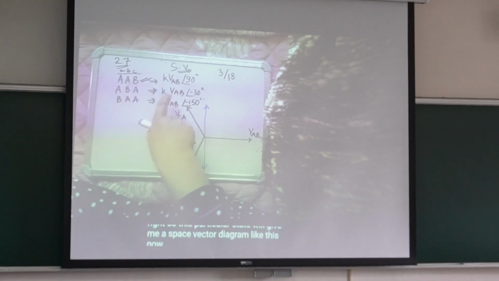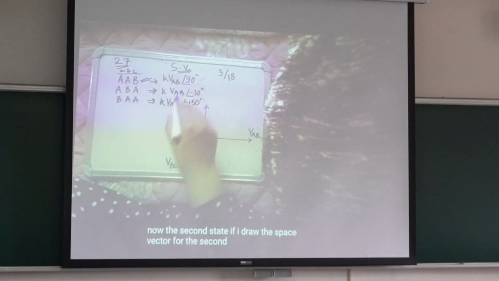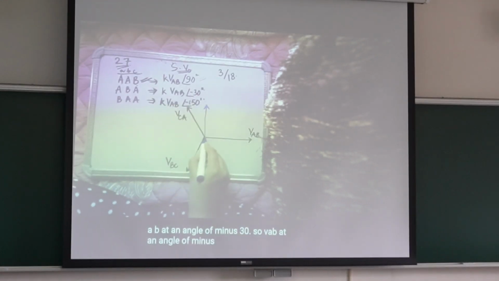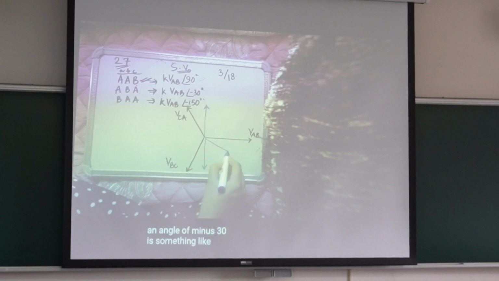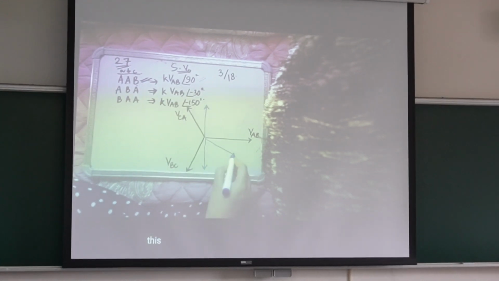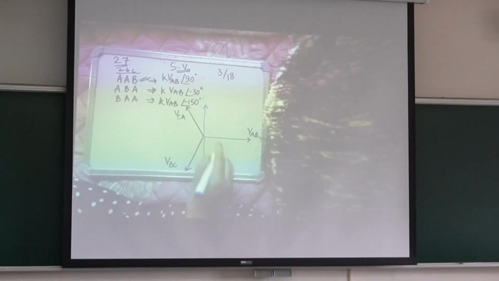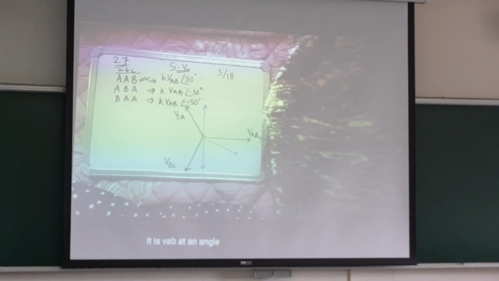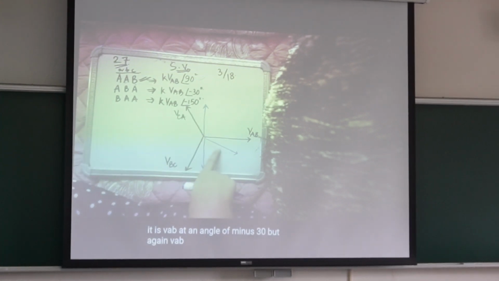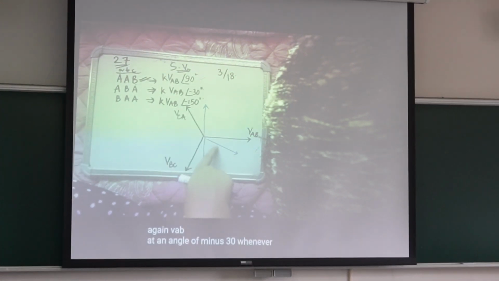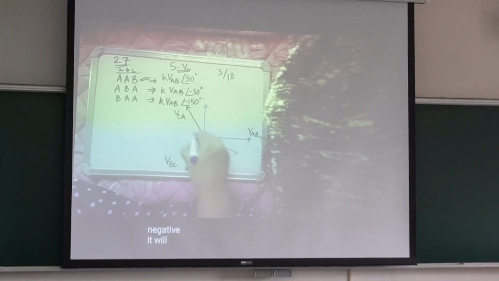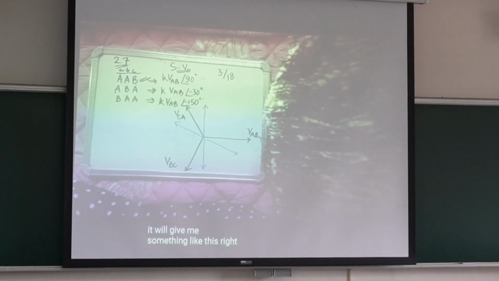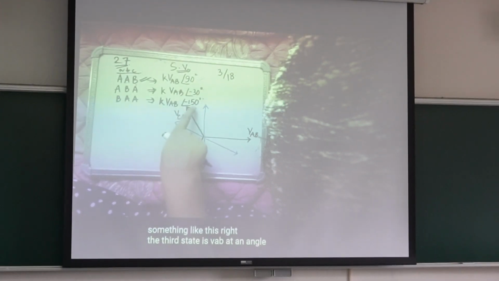VAB could be positive, and VAB could be negative. Now the second state is VAB at an angle of minus 30, which is something like this, delayed by 30 degrees. But again, whenever VAB is negative, it will give me the opposite side. So it could be positive like this, it could be negative. The third state is VAB at an angle of minus 150.